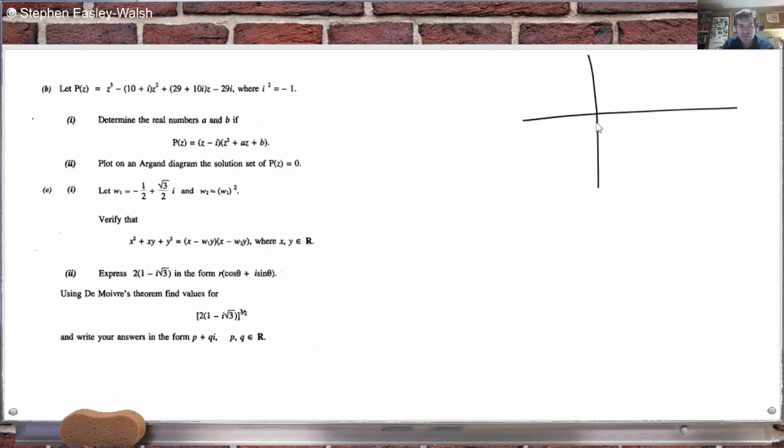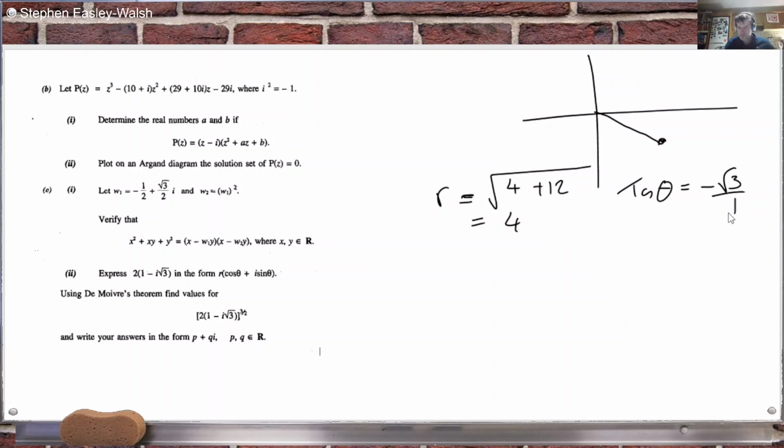So, positive and negative. So it's over here. Okay, so the r would be the square root of 2 squared and then 2 root 3 squared, which is 12, which is nice because that's 4. And then tan theta would equal minus root 3 over 1, which is minus pi over 3, which looks good because it matches up here.